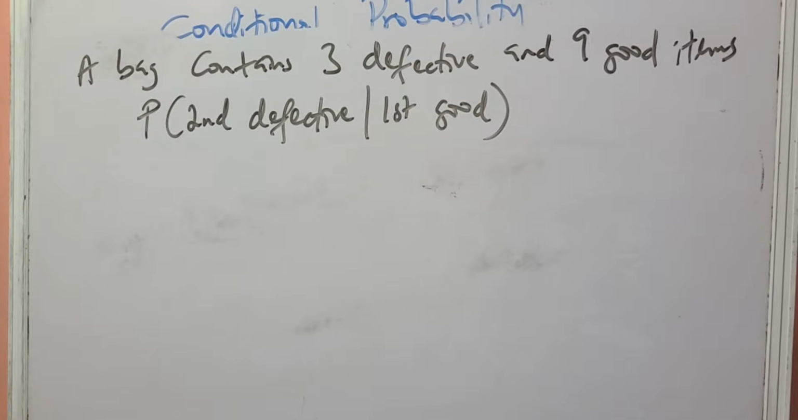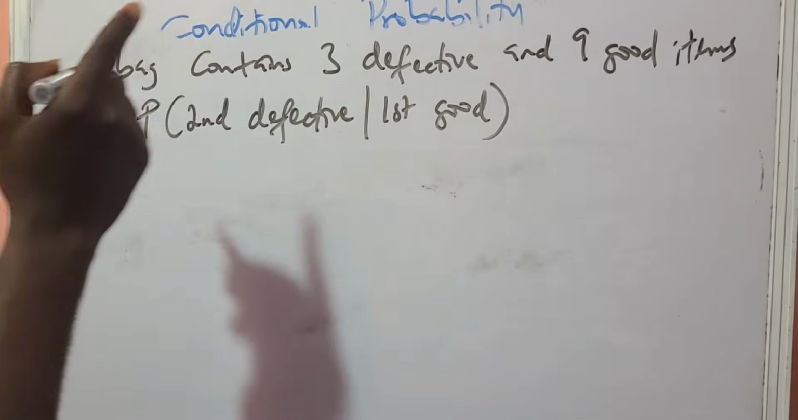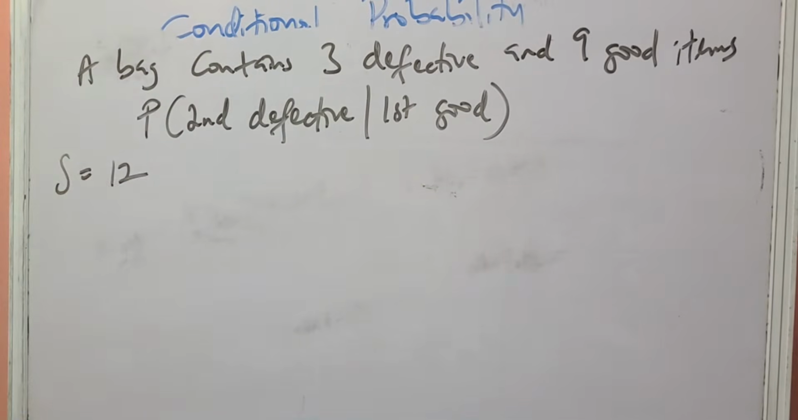So a bag contains 3 defective and 9 good items. All right. So in this bag now, what's going to be our total sample space? Our total sample space will be, of course, 3 defective and 9 good items. That's 12 total items. Now, among those 12 items, we have 3 defective and 9 good. The question says you should find the probability that the second was defective, given that the first was good.